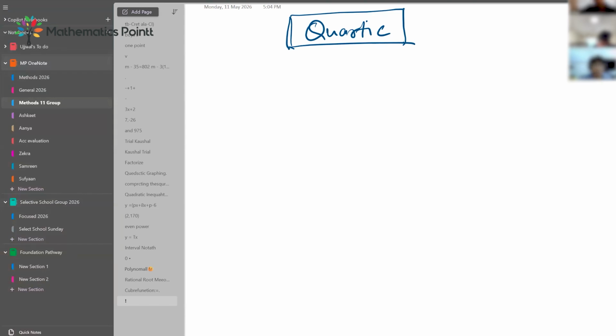Now, let's quickly talk about those general rules first, and then we will apply those general rules to then graph quartic, right? So very basic rule is even degree polynomials and odd degree polynomials.